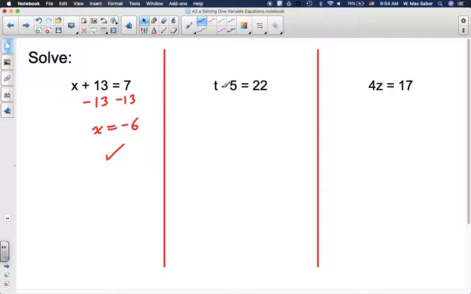Now here, the left side is simplified, the right side is simplified. You could add 5 to both sides because that's the opposite of subtraction. And then we will be left with t equals 27.